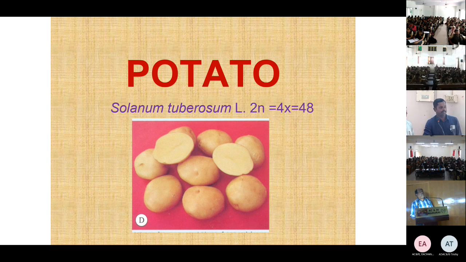Okay, the next crop is potato. It is also a tuber crop. Botanically, it is called Solanum tuberosum with a chromosome number of 2n=4x=48.